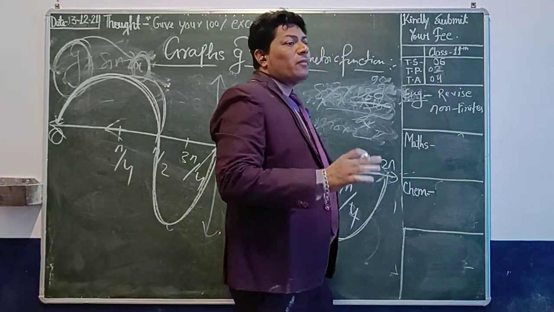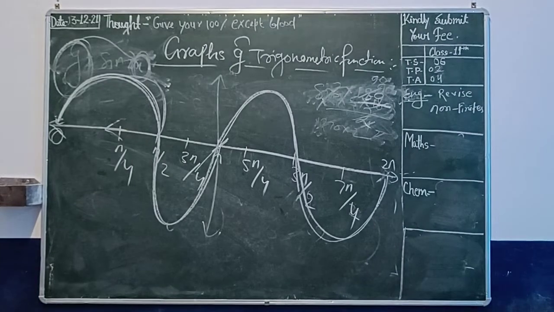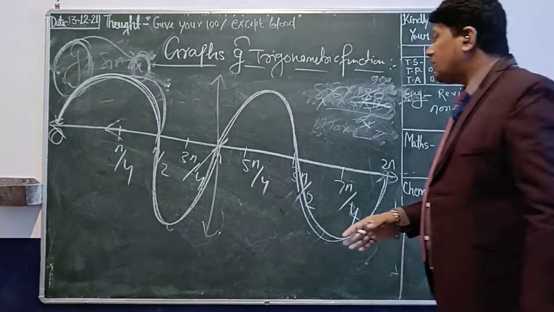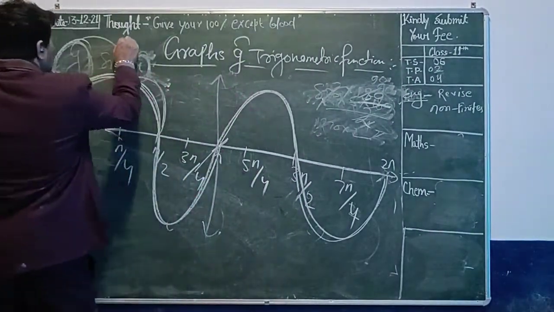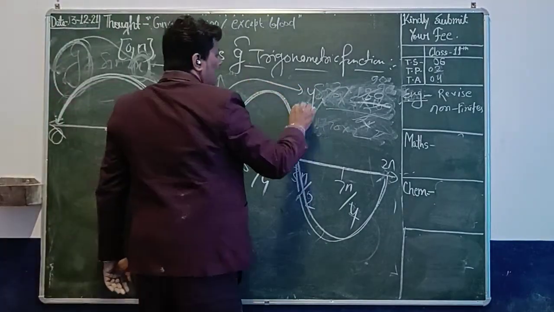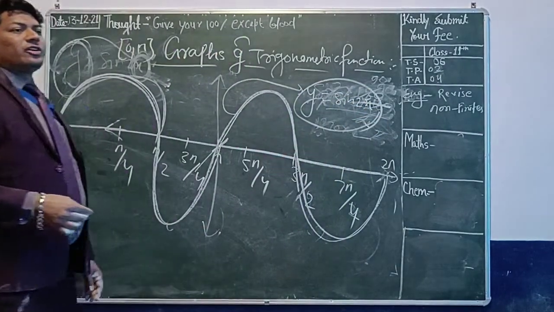Is it clear? Means we are changing it. Whatever the value we are getting on the 2 pi, we are getting on the pi. Is it clear? So according to that, we are getting that the period will be 0 comma pi for y equal to sin 2x. Is it clear? Right.